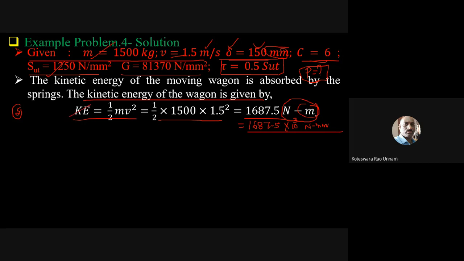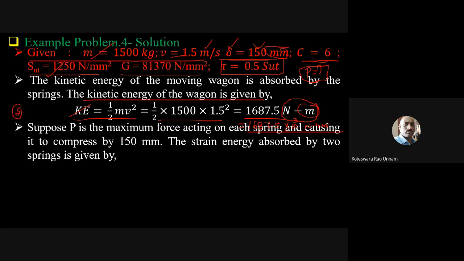Then we need to equate this kinetic energy to the strain energy of the springs. Suppose P is the maximum force acting on each spring, causing it to compress by 150 mm.